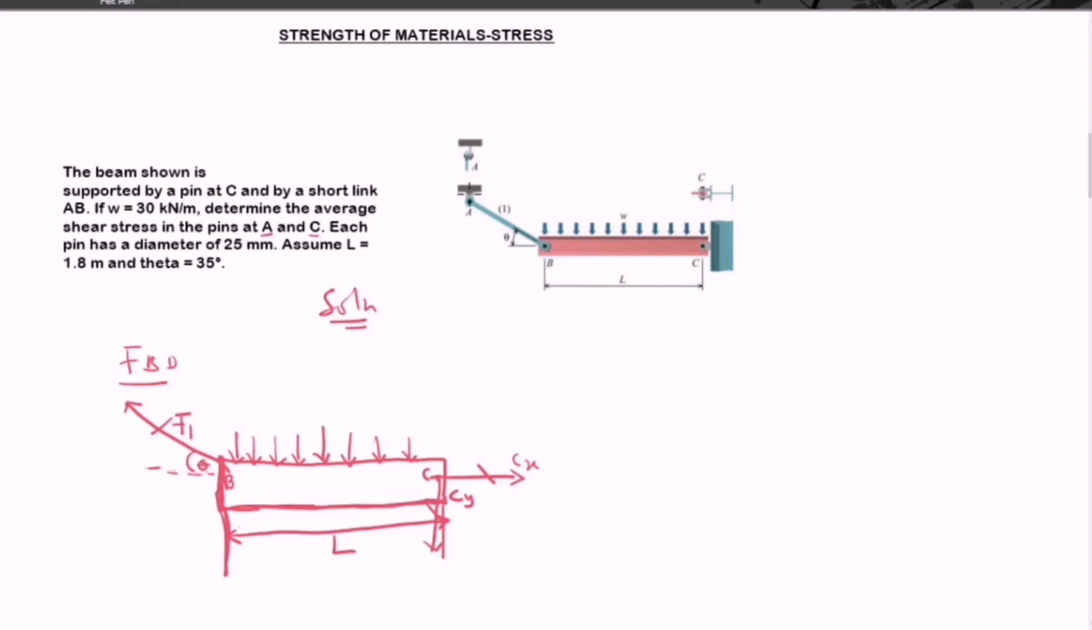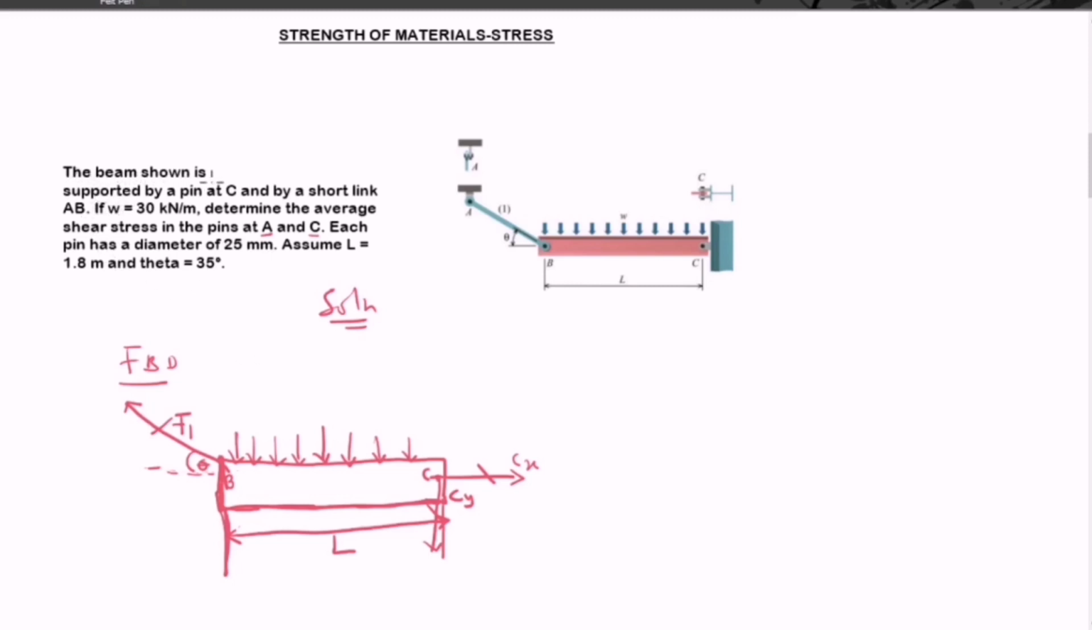So we have one pin here, and we have another pin here. This is the free body diagram. As I said, for you to be able to solve this question on stresses very easily, you need to provide your free body diagram. Also, your free body diagram carries marks. It depends on your lecturer. So let's go to the question.